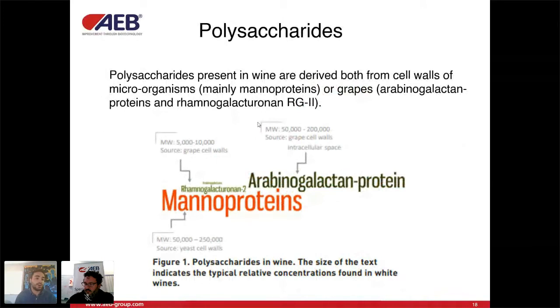Also, phenolic compounds are not the only compounds that impact the aging of wines. Other compounds that are present in the wine and affect the aging process are polysaccharides. Polysaccharides in wine result from microorganisms, they come from the cell wall of the yeast, or they can come directly from the grapes. However, the mannoproteins are the most abundant polysaccharides in the wine.